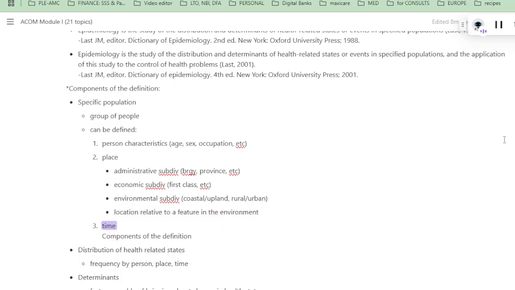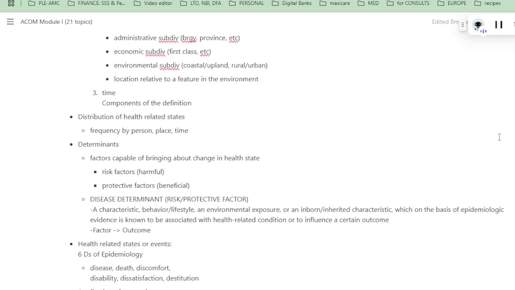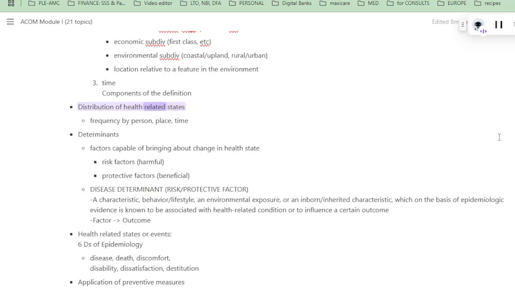Time. Components of the definition: distribution of health-related states, meaning frequency by person, place, and time. Determinants: factors capable of bringing about change in health state. Risk factors are harmful; protective factors are beneficial.